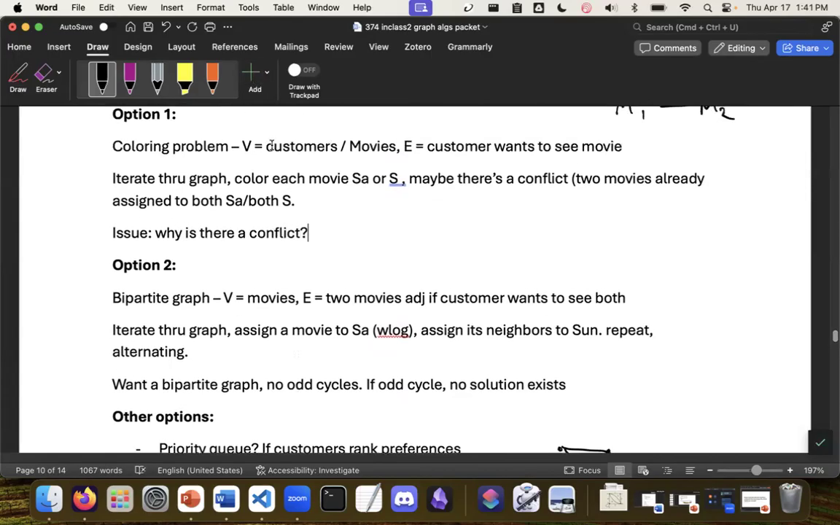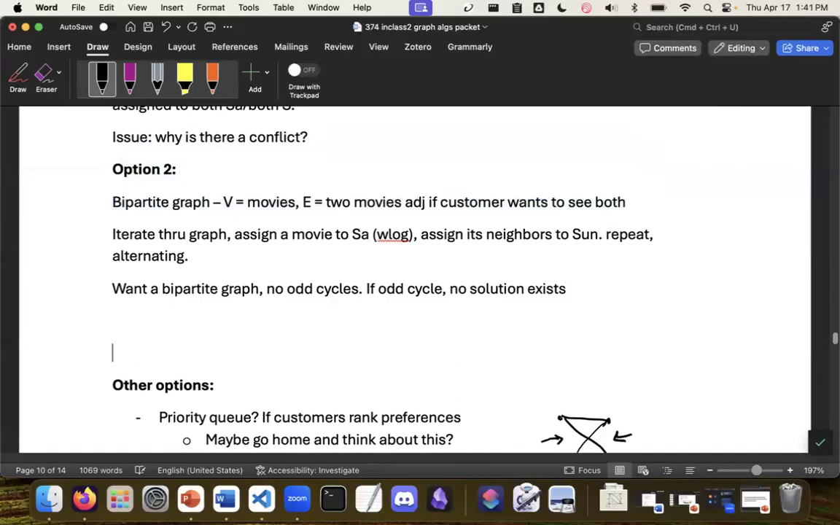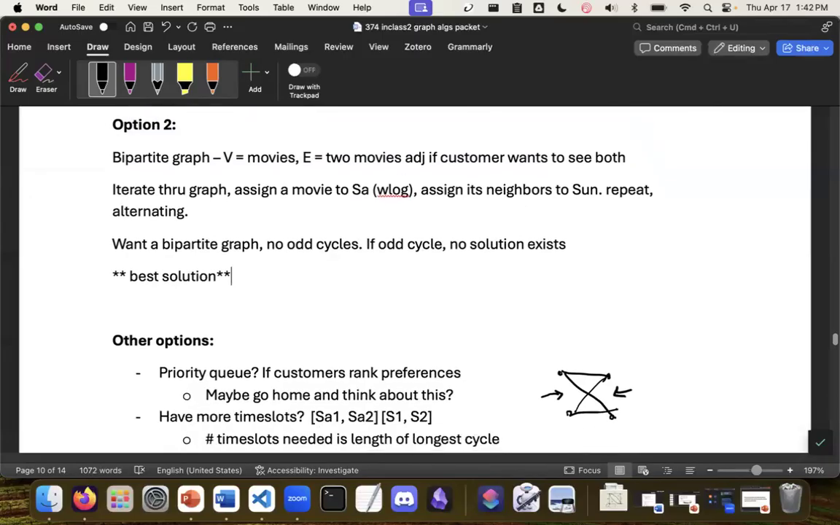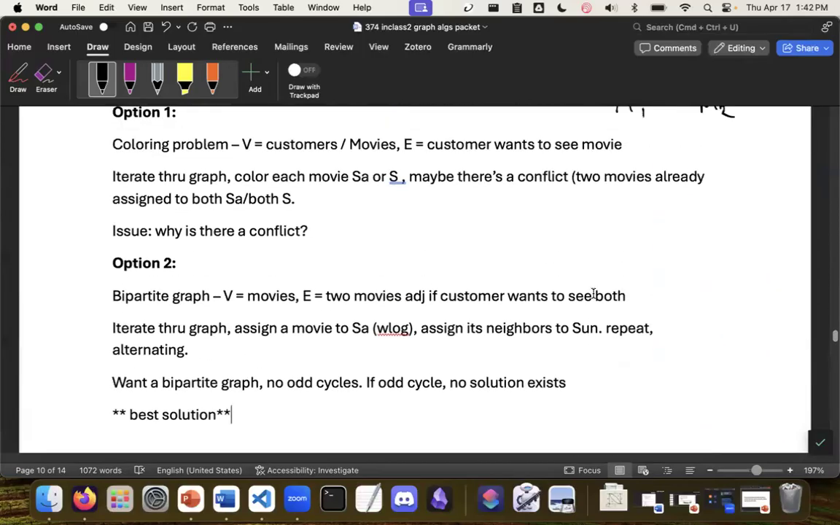Our issue with having vertices being customers and movies is it's not immediately clear why there is a conflict. And it becomes clearer if we have option 2, where we say the vertex set is just the set of movies. So this becomes clear. That's our best solution. All right. Any questions on those before we move on?